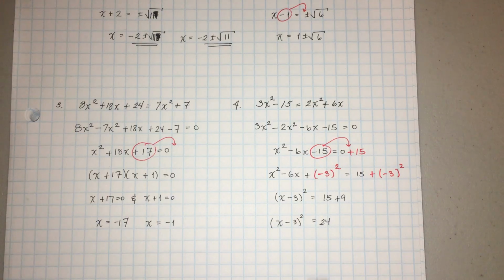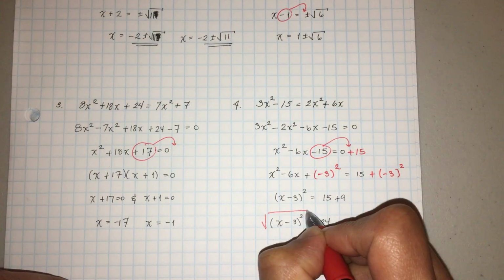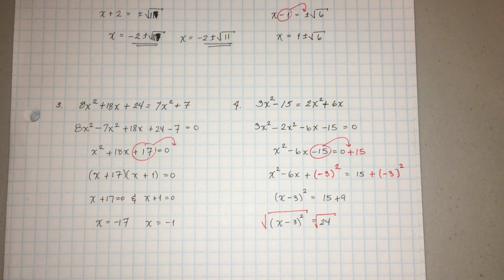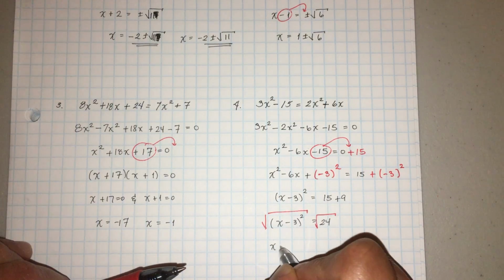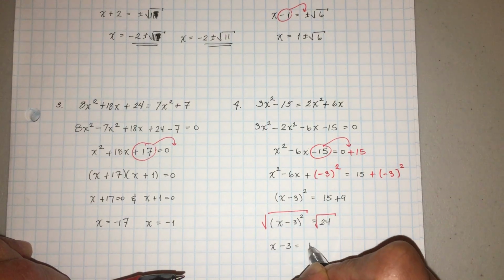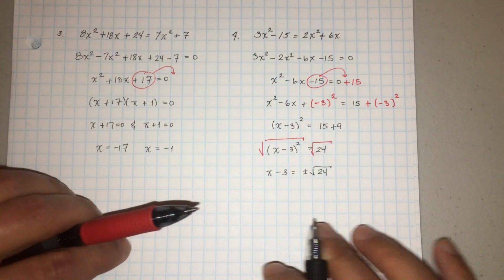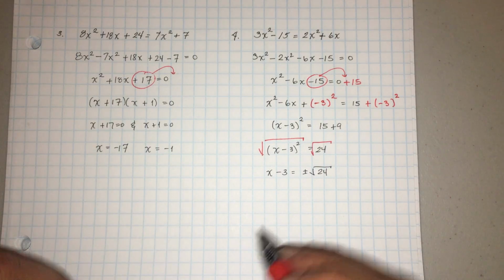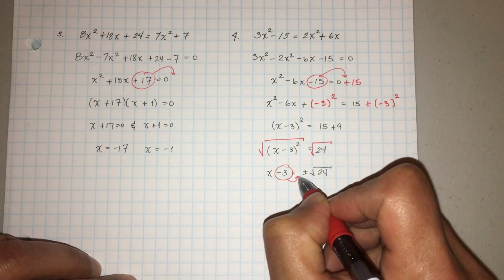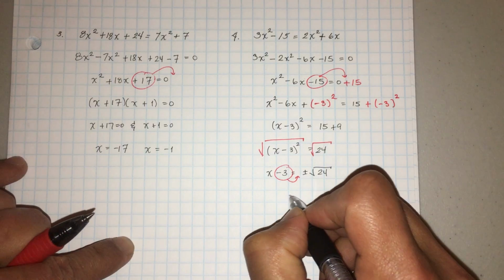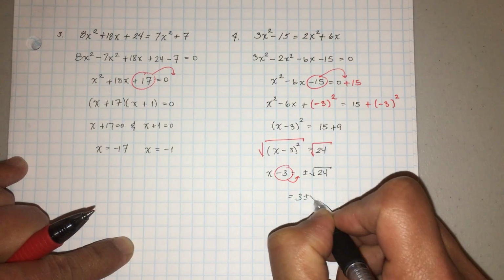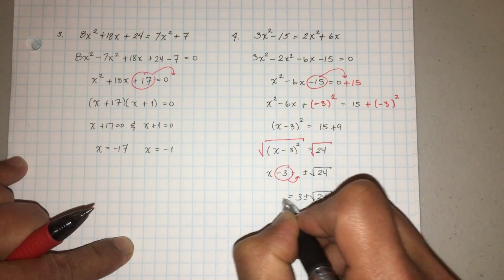And then how do I get rid of the square? You're going to square root. Okay, there it is. So we'll be left with x minus 3 is equal to plus or minus the square root of 24. Last thing I have to do is just bring the negative 3 across. Voy a traerme el menos 3 enfrente. Se convierte en positivo. So we have a positive square root of 24.